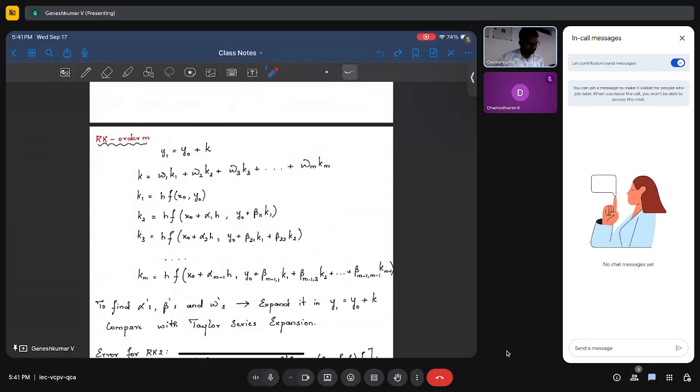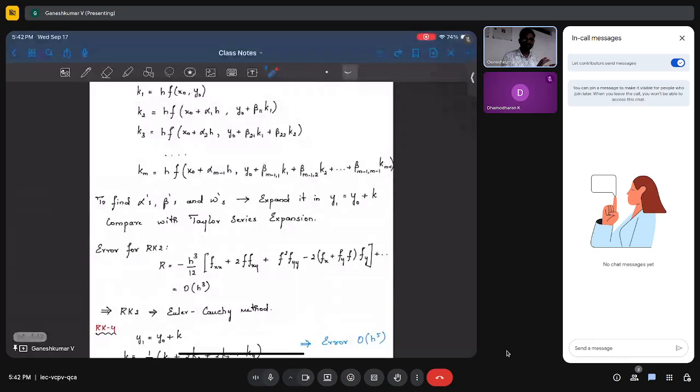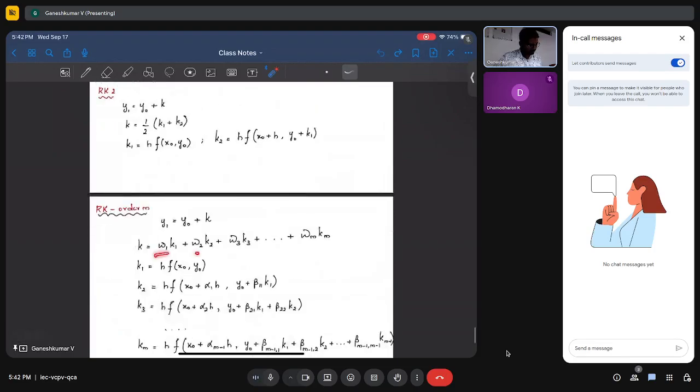But for this you need to know what these omega 1, omega 2, and also alpha 1, beta 1 and so on are. So you can use Taylor series expansion to do it, and if you will not have enough equations to do it, then you will arbitrarily choose some of the variables. So when you have a different set of cases, you will end up having different RK methods. That is what RK2 is, where you choose omega 1 and omega 2 to be half, and alpha 1 to be 1 and beta 1 to be 1.